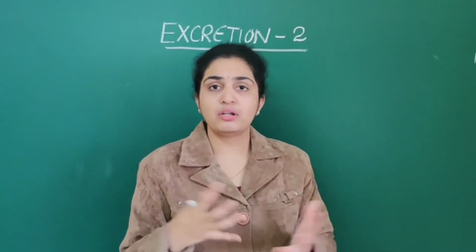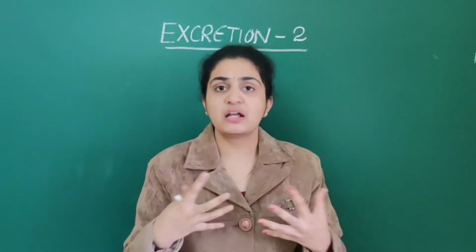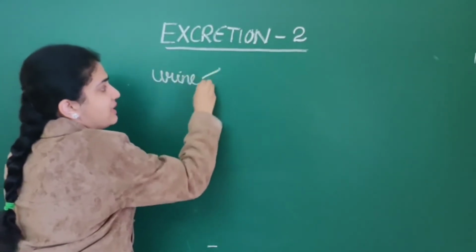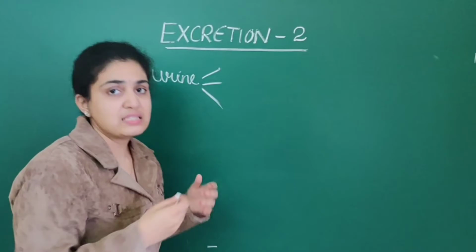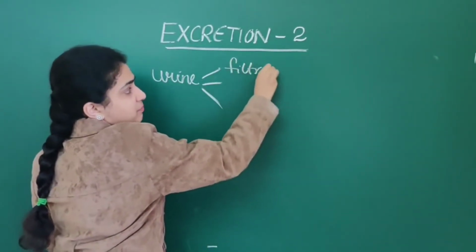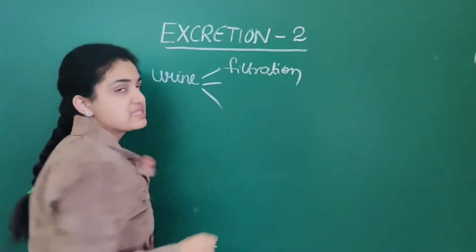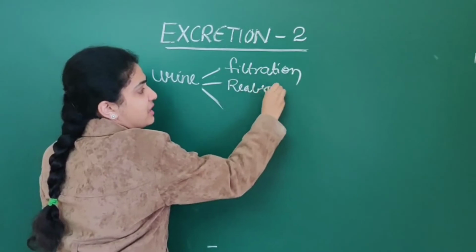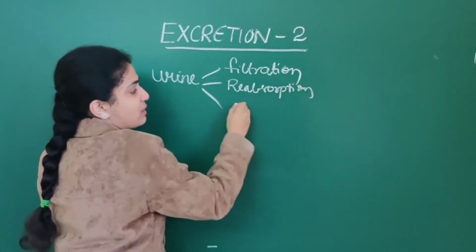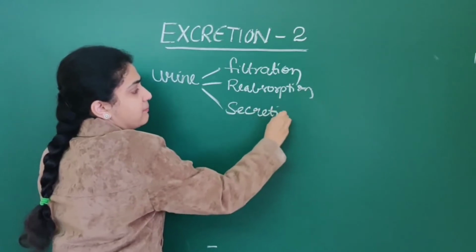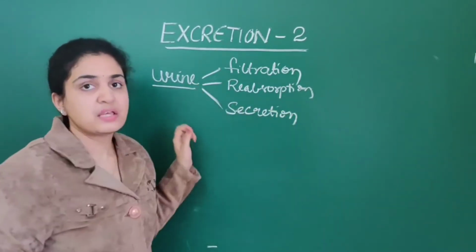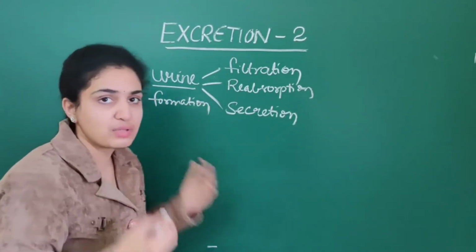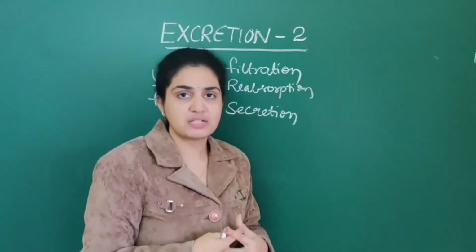So today we are going to discuss mainly the steps that take place in urine formation. Mainly in urine formation, there are about 3 steps. First step is filtration. Next one is reabsorption. Filtration, reabsorption, as well as secretion. These are the 3 main steps in urine formation. Filtration first we will do.